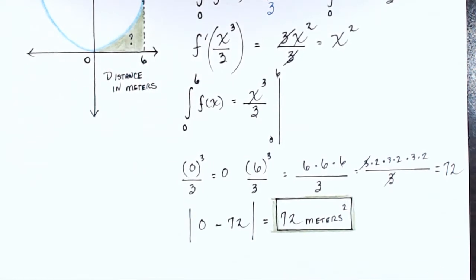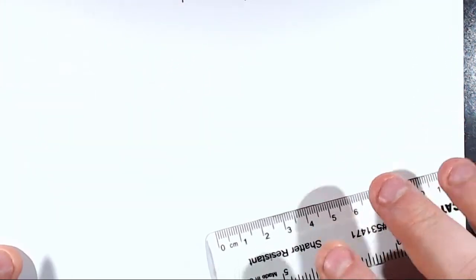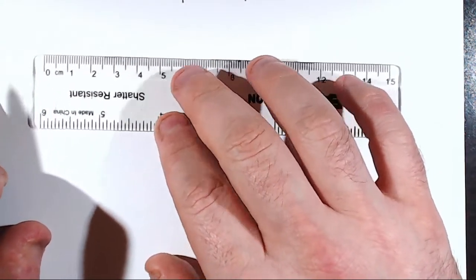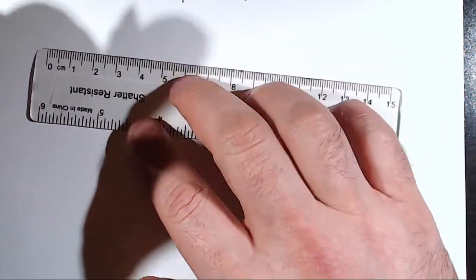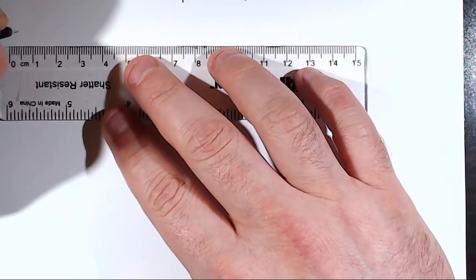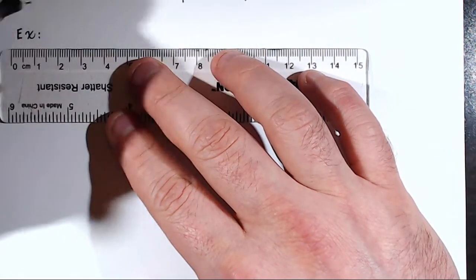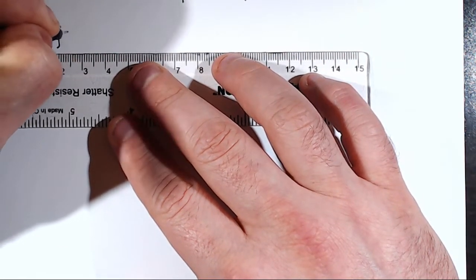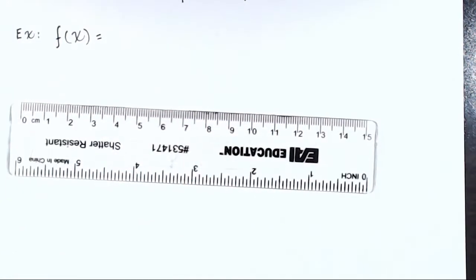Okay? Maybe we should do another example. Let's do another example. And this time we will use a kind of harder looking function. So in this example, we will consider the function f of x equals, and then let me just check something really quick.